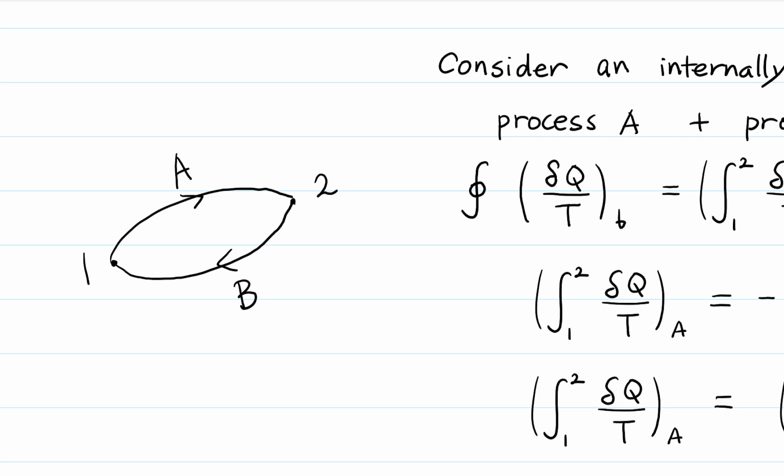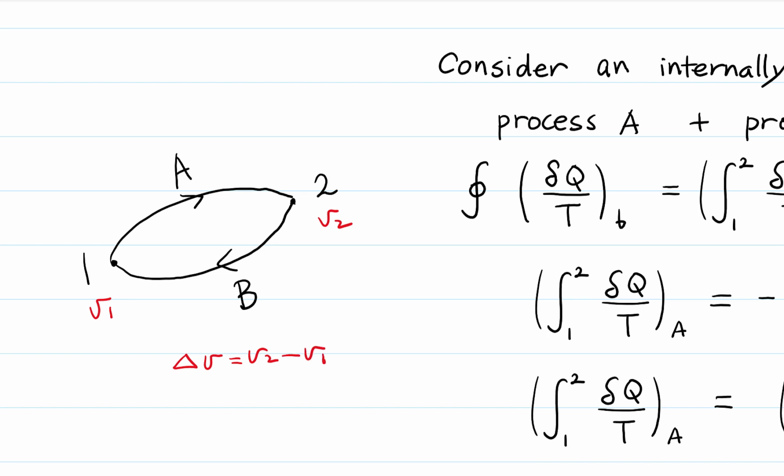Consider a system at state 1 with specific volume V1. And the system goes through a process and ends at state 2. And the specific volume at state 2 is V2. So what is the change in specific volume during the process? It is simply the difference between the values at the final and the initial states. So delta V is V2 minus V1.